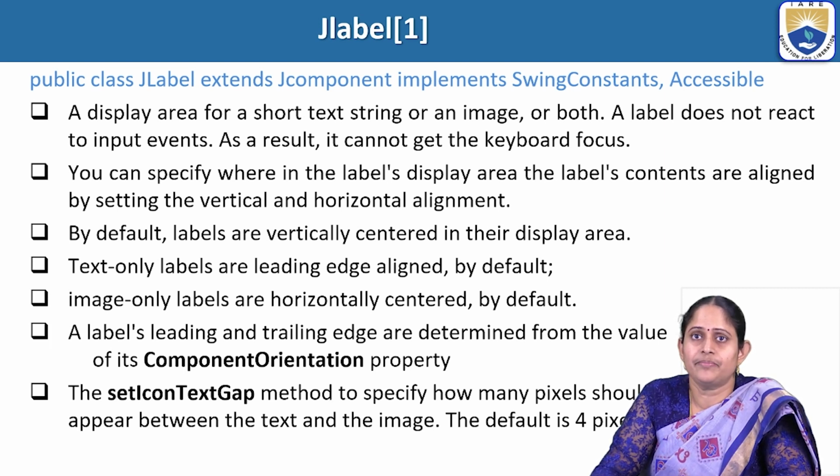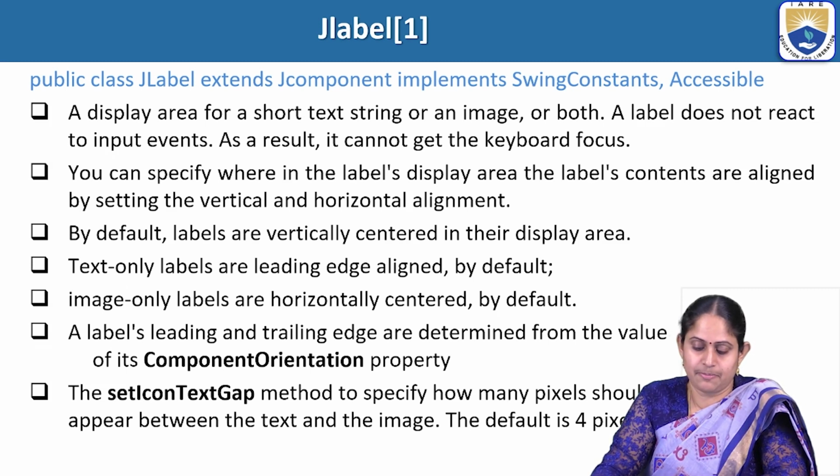You can specify where in the label's display area the label contents are aligned by setting the vertical and horizontal alignment. By default, the labels are vertically centered in their display area. The text-only labels are leading edge aligned by default. The image-only labels are horizontally centered by default. The label's leading and trailing edge are determined from the value of the component orientation property. The setIconTextGap method is used to specify how many pixels should appear between the text and the image. The default is 4 pixels.